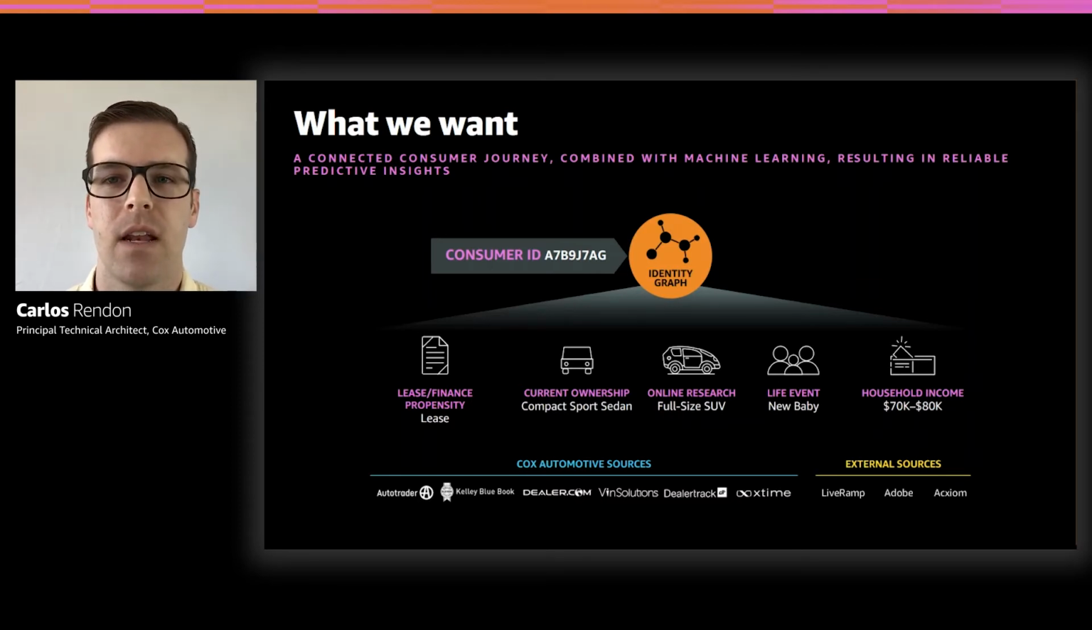We want to use all of that data about a consumer, tie it together, and then next what we want to use is machine learning so that we create reliable predictive insights. And really what that means is we can prove that those insights are good with hard data. And you can see on the slide, we already showed some of the insights, but these are the types of pieces of information that we want to provide for advertising and marketing use cases. You can also see that the identity graph is how we're going to look up this information for a given consumer. And it's going to allow us to look it up based on all the various different consumer identifiers that are out there.